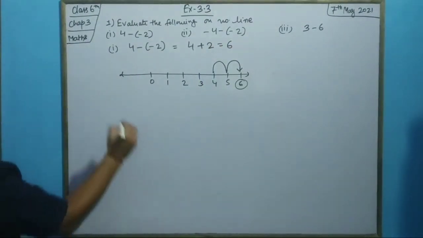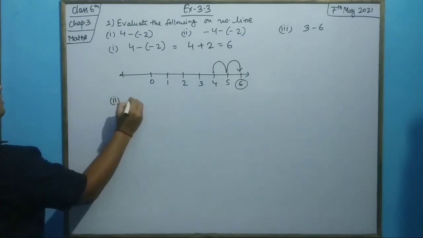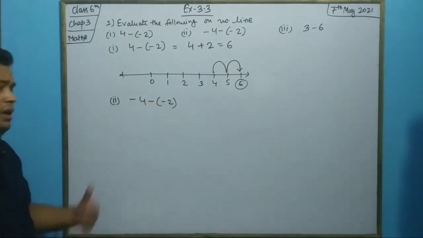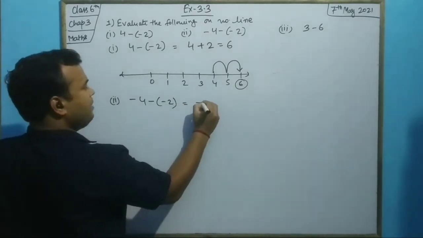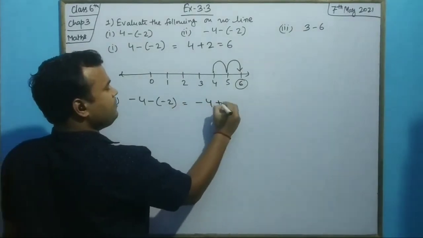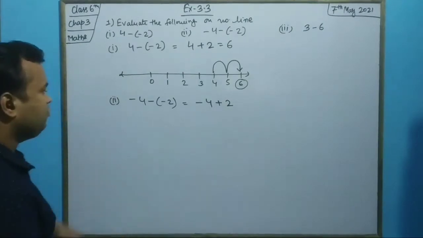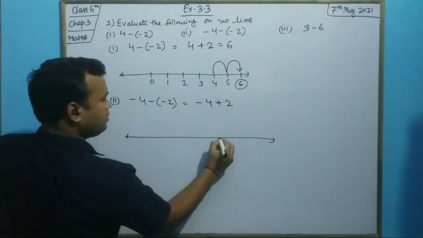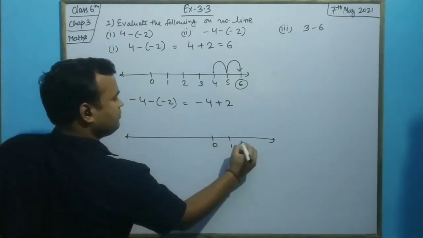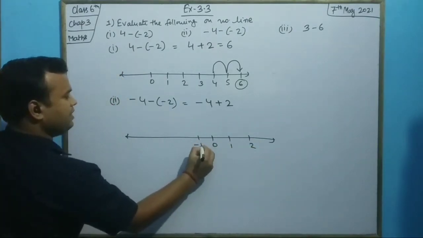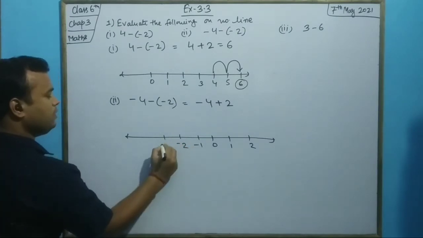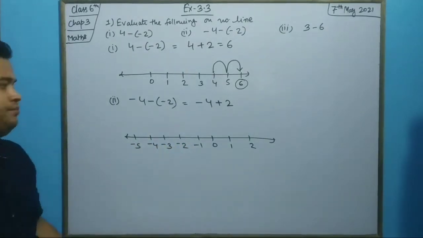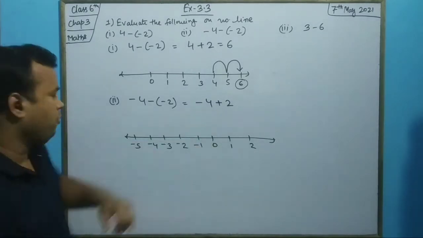Okay, let us take the second one. What is the second one? It is minus 4 minus of minus 2. Again, minus 4 minus of minus will be plus 2. So we have to include minus 4 also on it. Let us draw it up to minus 4: minus 1, minus 2, minus 3, minus 4, minus 5. Now let us take minus 4.